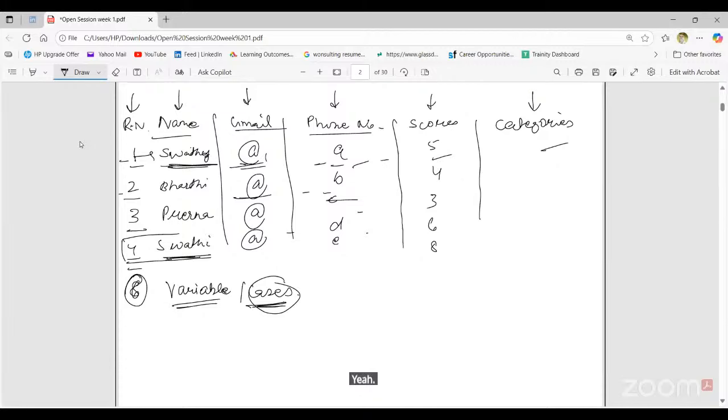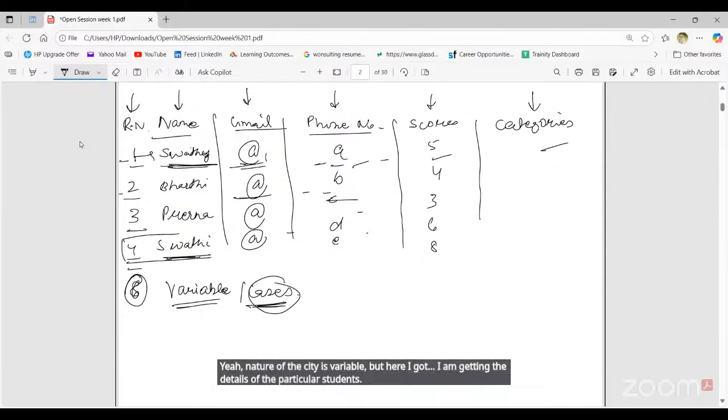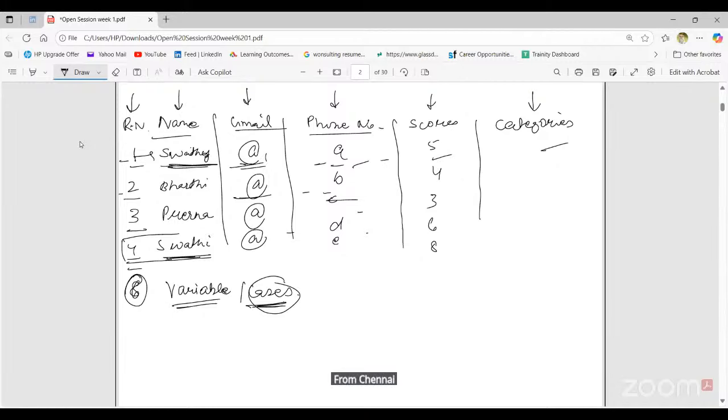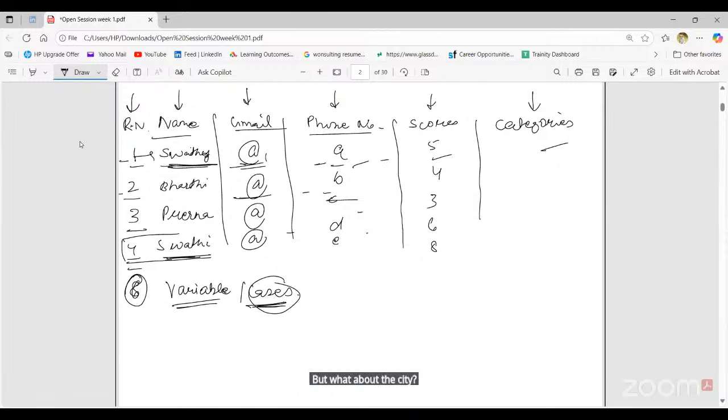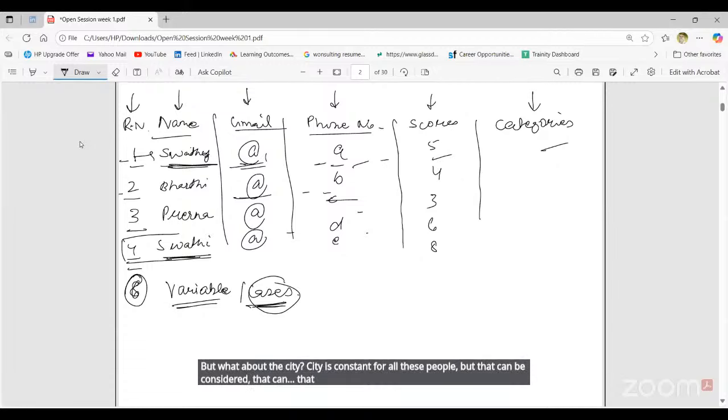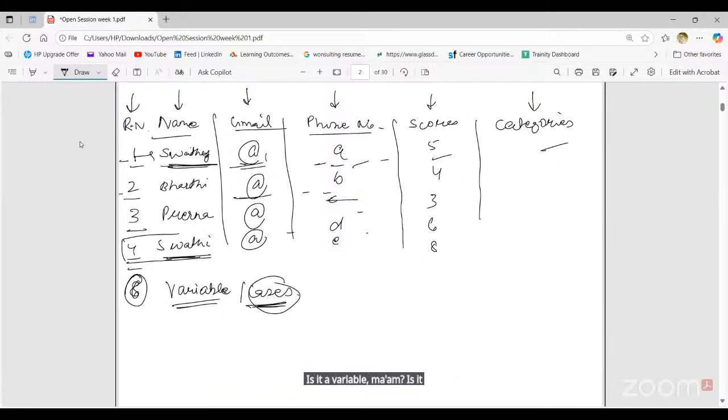Yeah, the nature of the city is variable, but here I am getting the details of particular students from Chennai who joined IIT Madras for the BSc program. I am collecting the data of Chennai, but the name is a variable, Gmail is a variable, phone number is a variable, and everything is a variable. But what about the city? City is constant for all these people. As per the data rules, is it a variable or not?